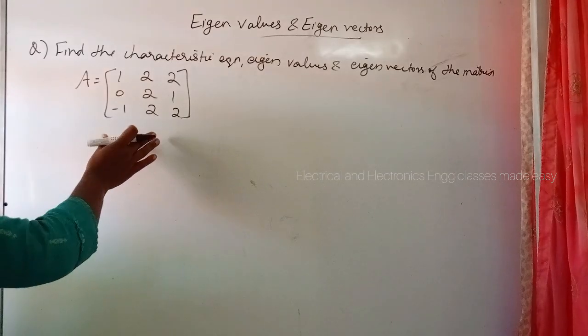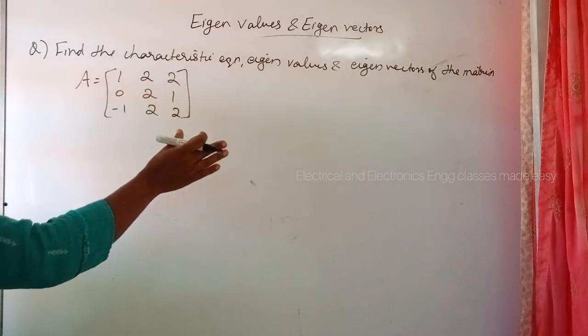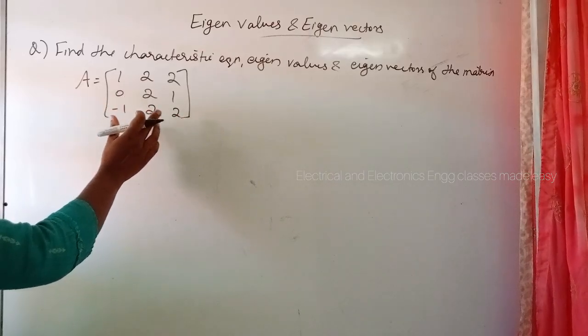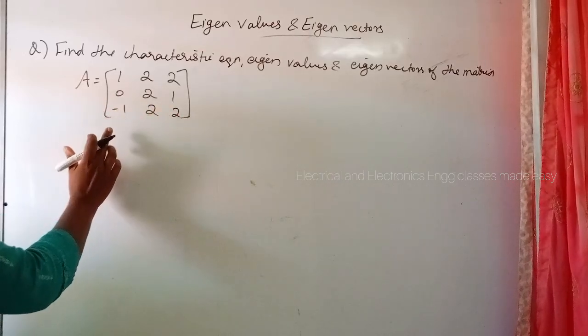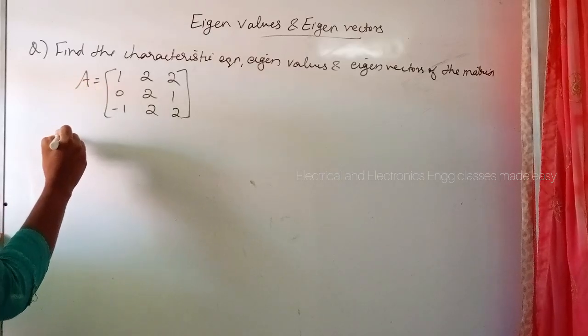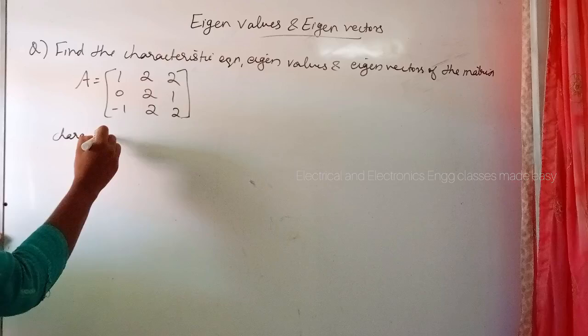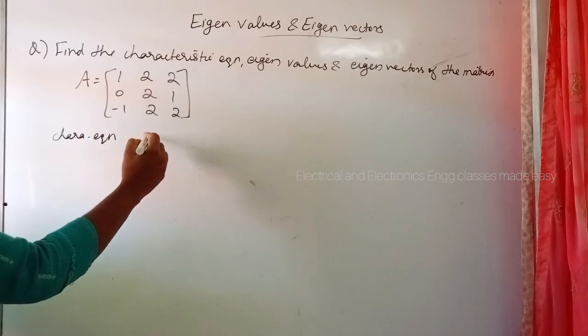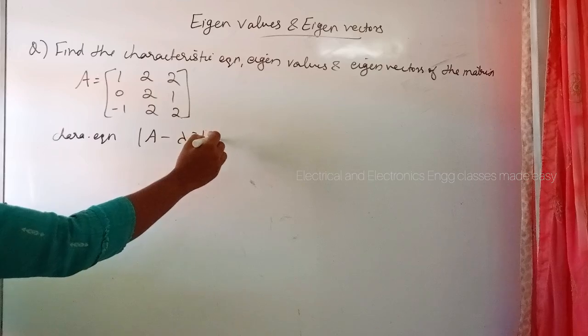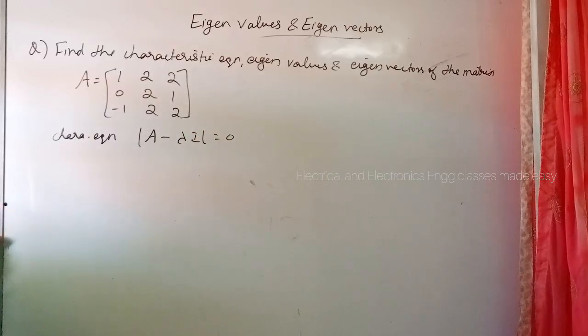So find the characteristic equation, eigenvalues and eigenvectors of the matrix A equal to 1, 2, 2, 0, 2, 1, minus 1, 2, 2. So first of all we have to find the characteristic equation, and that is equal to determinant of A minus lambda I equal to 0.